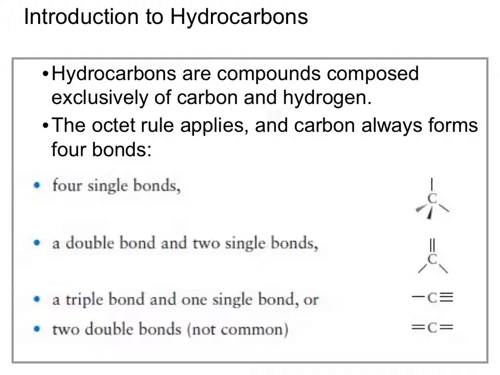As stated, hydrocarbons, the simplest organic molecule, are made up only of carbon and hydrogen. The octet rule will always apply, so carbon will always form 4 bonds. It can form either 4 single bonds, a double bond and 2 single bonds, a triple bond and 1 single bond, or, less common but still occurring, 2 double bonds.